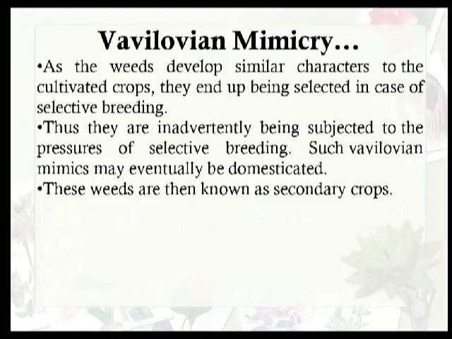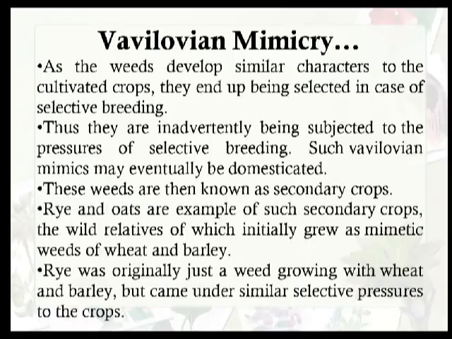Now, I had told you, as they develop similar characters, they also end up being selected. So inadvertently, they are also being subjected to the pressures of selective breeding. So such Vavilovian mimics may eventually be domesticated, and then they are called secondary crops. Best examples are rye, oats.